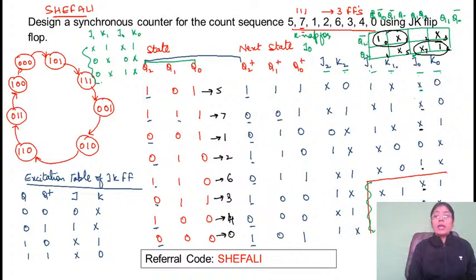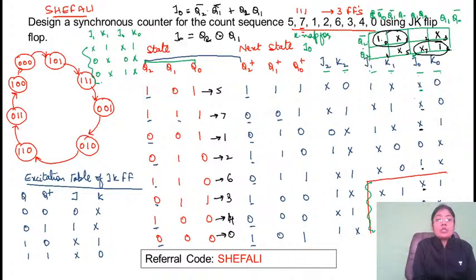So what equation are you getting for J naught? Corresponding to J naught, we are getting the equation. This is Q2 complement and Q1 complement. Corresponding to this pair, it is Q2 and Q1 plus Q2 complement and Q1 complement. So this is nothing but Q2 XNOR Q1. So this is the equation for J naught.